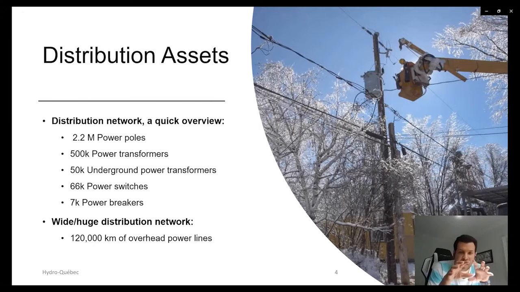What is important here is to know that our distribution network is a complex system. We have a lot of equipment, of assets, and we have a wide, huge distribution network that reaches 120,000 kilometers of overhead power lines.